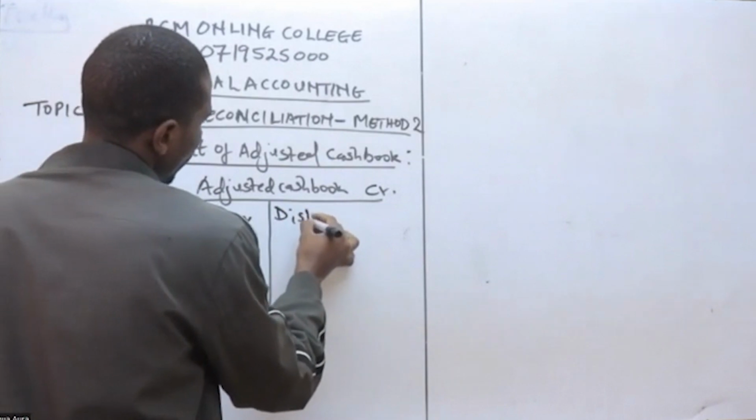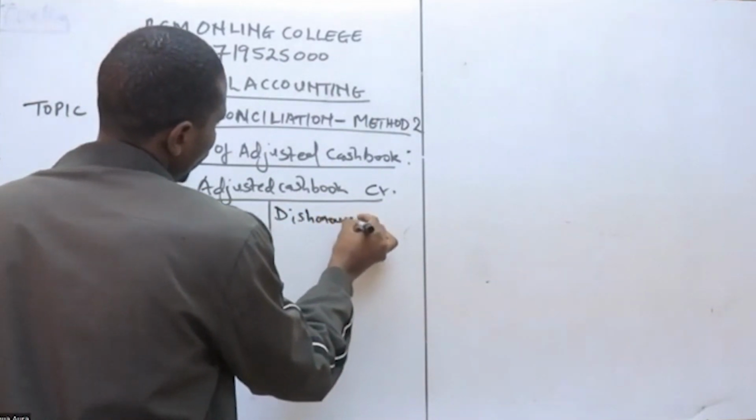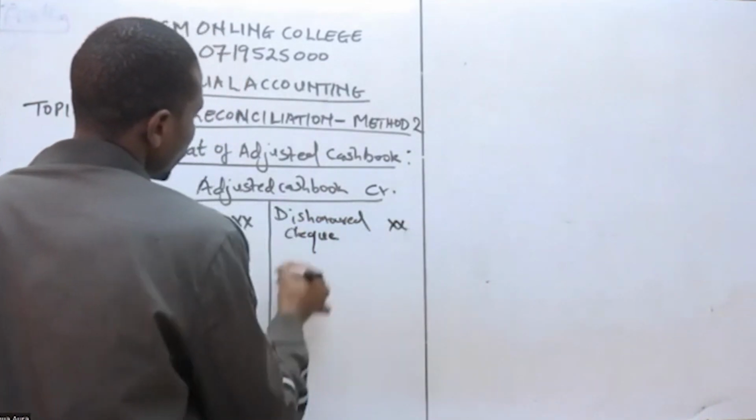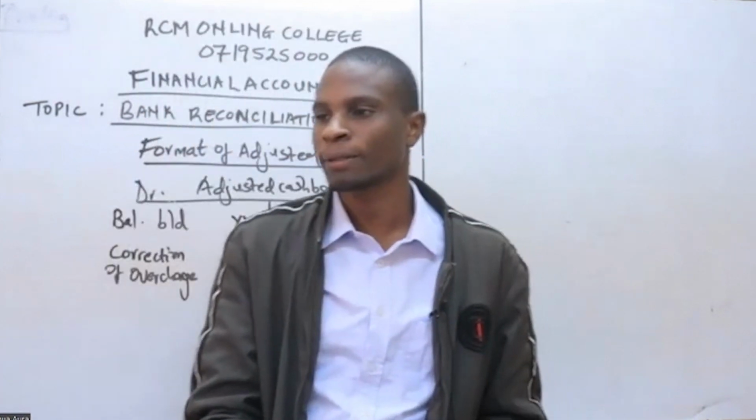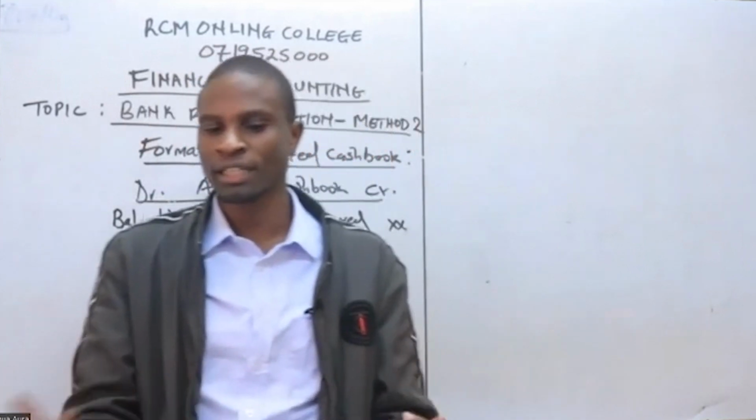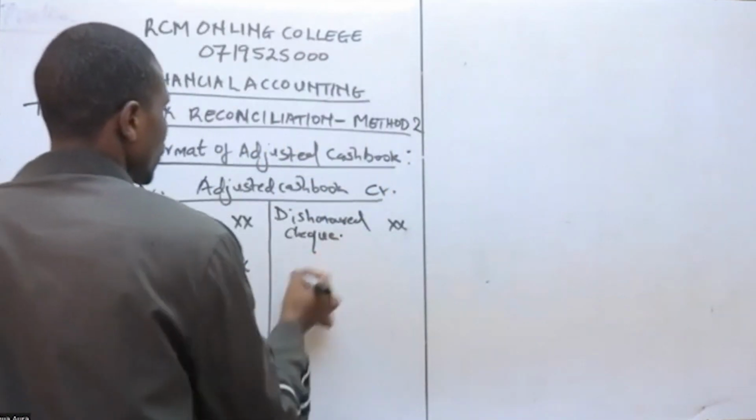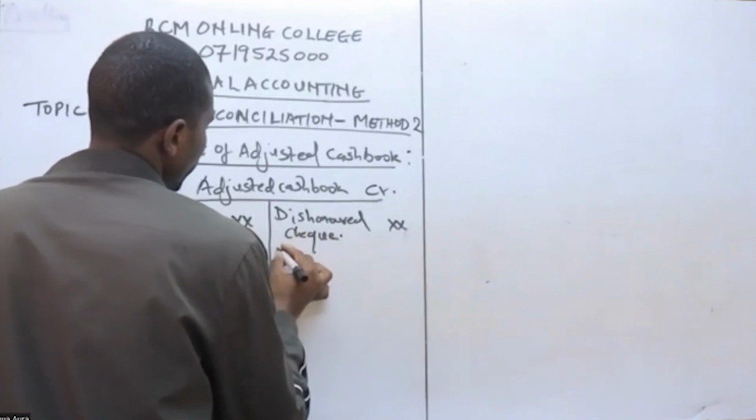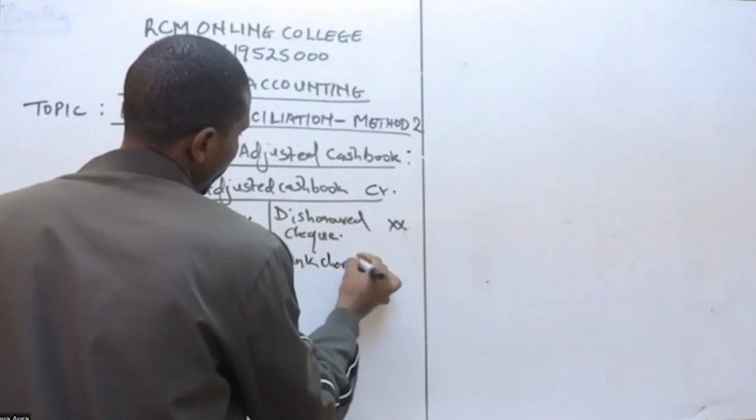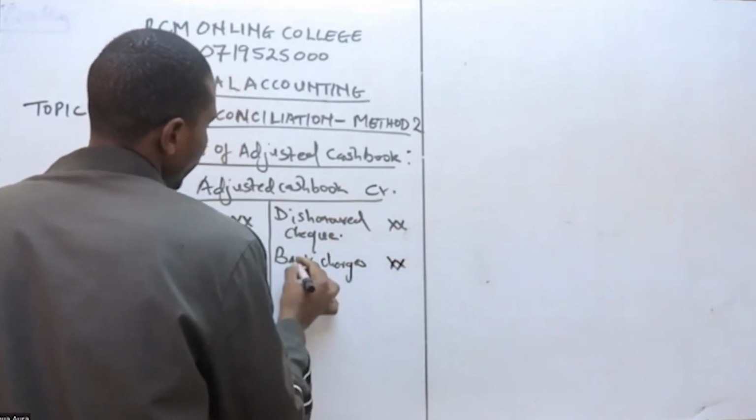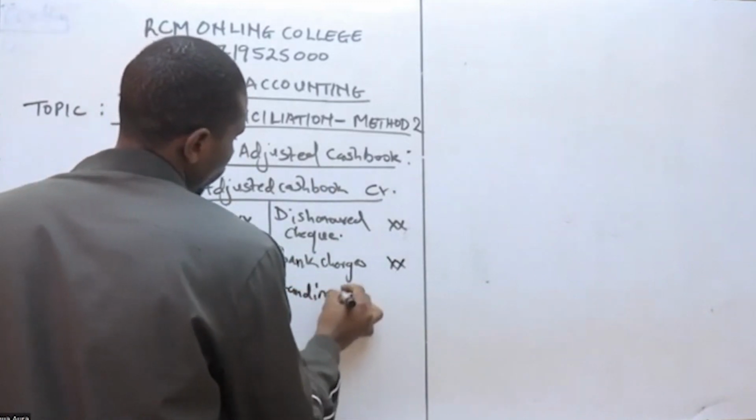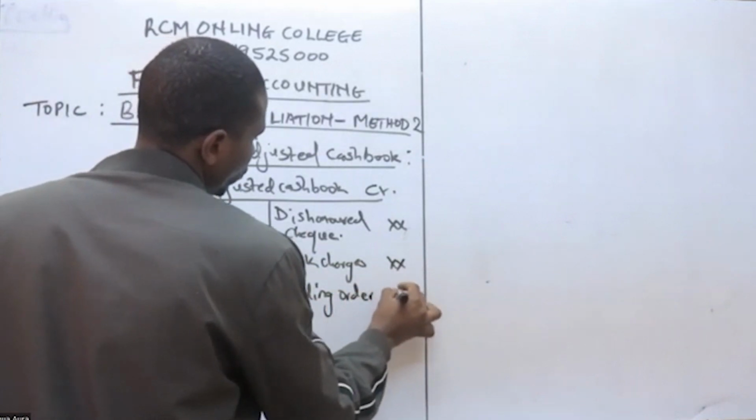Then we have dishonored cheque. If there is a dishonored cheque, you credit the amount. You might be having something like standing order, bank charges. All these charges we credit. These are payments. You're just paying. Then you have maybe standing orders. That amount you should credit.